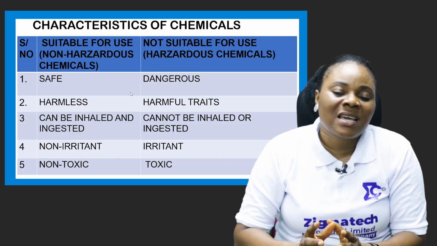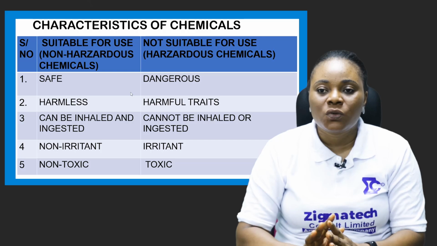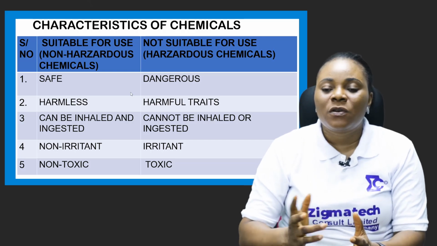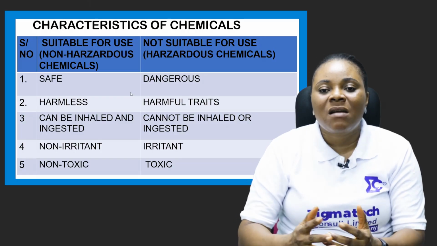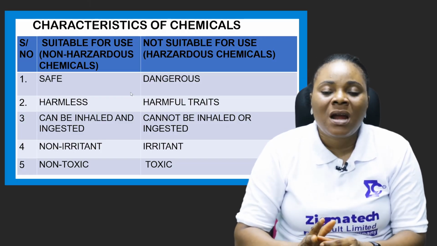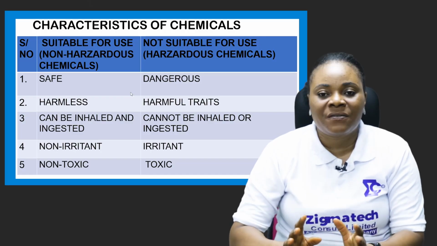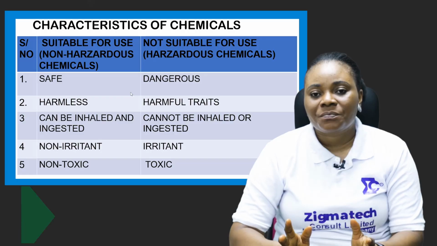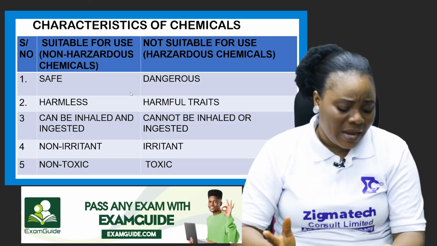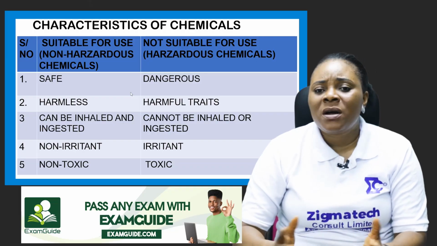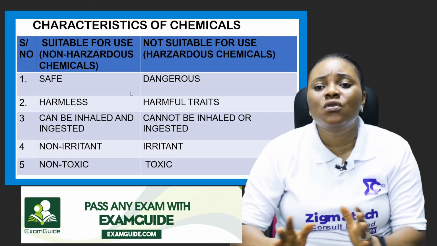The non-hazardous chemicals are the chemicals that are suitable for our use, while the ones not suitable for use are the hazardous chemicals. What are their characteristics? The number one characteristic for the chemical suitable for use is that it's very safe. It is healthy and safe to use, like our bathing soaps, our body sprays. If we use them in the right way, they are safe to use.